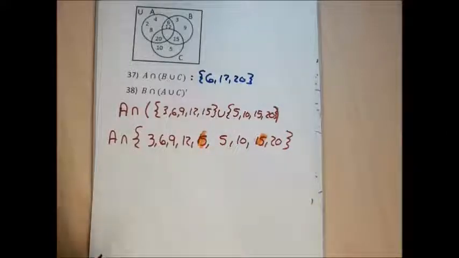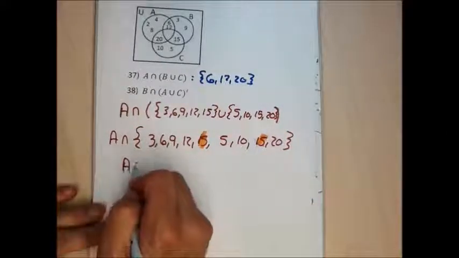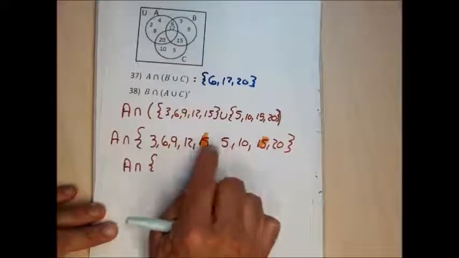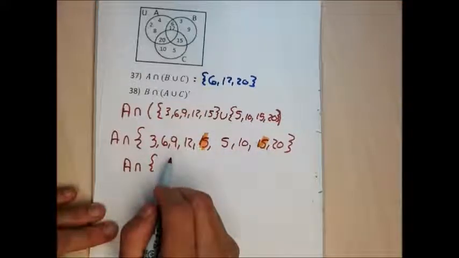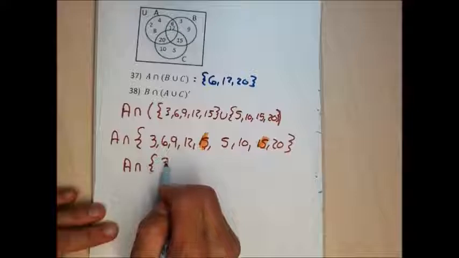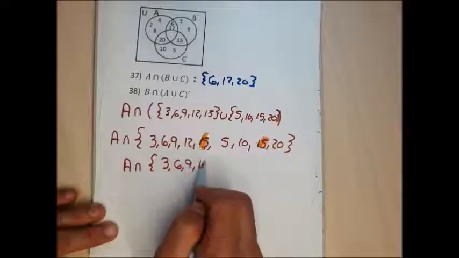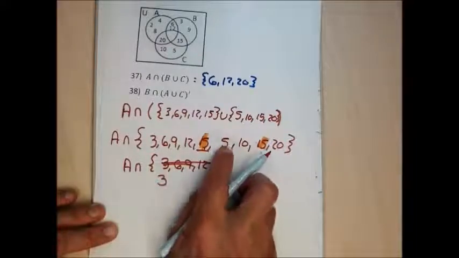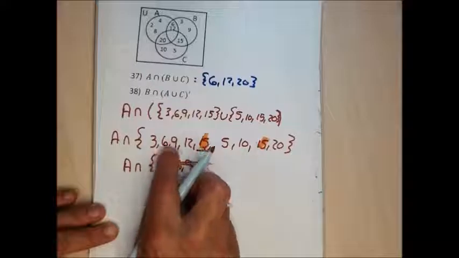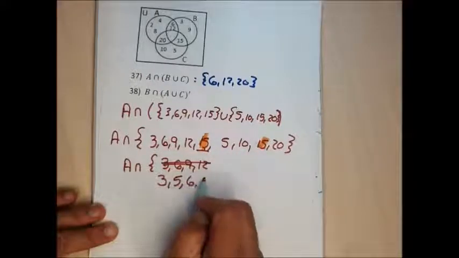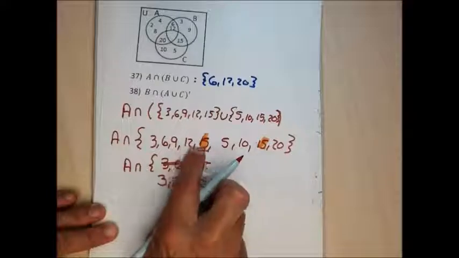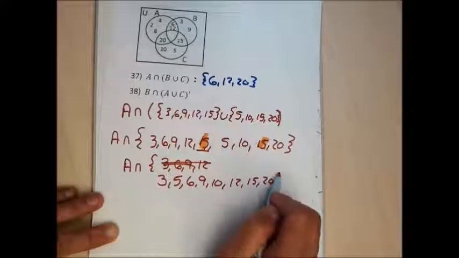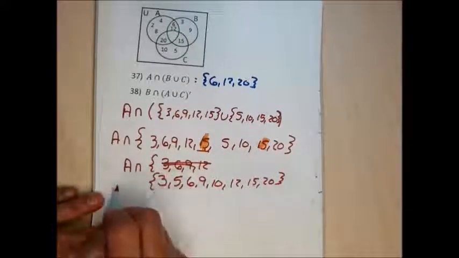And maybe I can write these in a nice order as well. So it's 3, 6, 9, 12. I need to leave one of the 15s. I can't cross them both out. One of the 15s, I forgot the 5. How about 3, 5, 6, 9, 10, 12, 15, and 20. Ugh, should have not done this problem, huh? So that is what B union C is equal to.